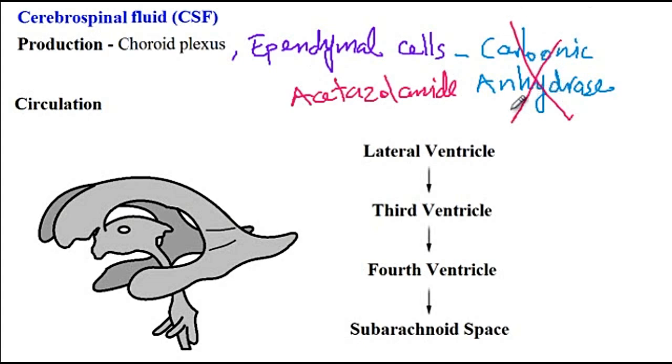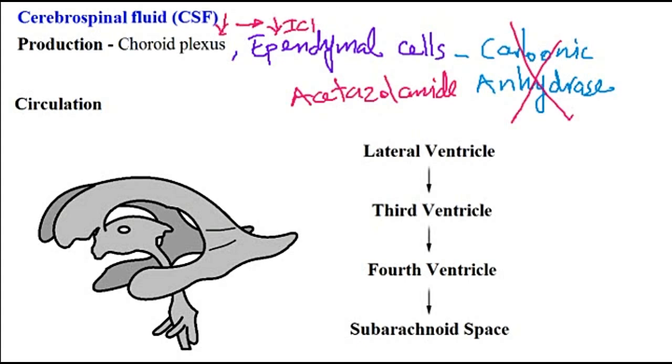As a consequence of which, now that carbonic anhydrase is inhibited, ependymal cells can no longer produce cerebrospinal fluid, as a consequence of which the intracranial pressure will start to drop. So once again, the cerebrospinal fluid is being produced by the ependymal cells of the choroid plexus, and these cells are dependent on the function of the carbonic anhydrase enzyme. And so if we provide patients with acetazolamide, since the carbonic anhydrase enzyme would be inhibited, the production of cerebrospinal fluid will be decreased, as a consequence of which now there would be decreased intracranial pressure.